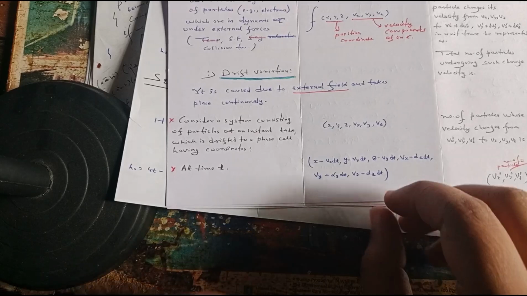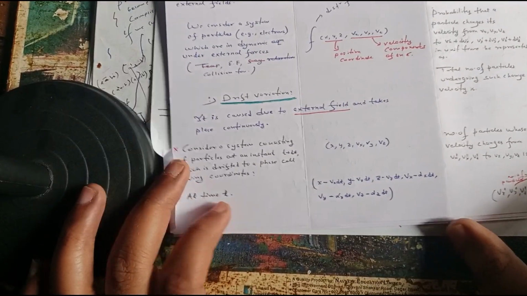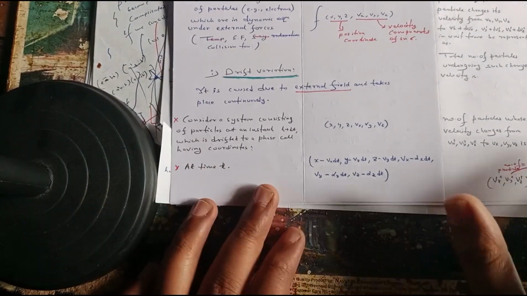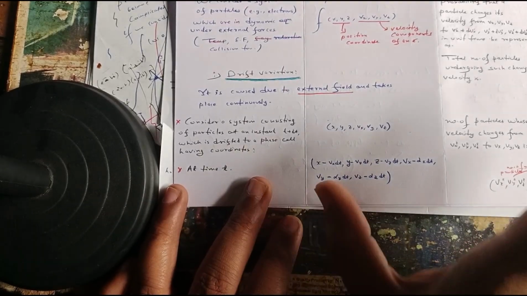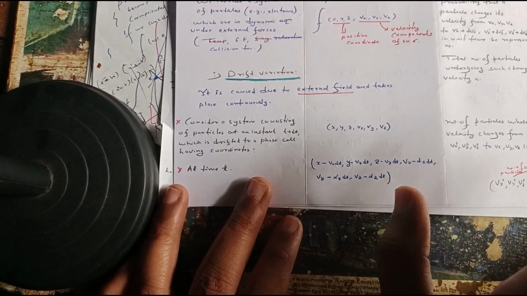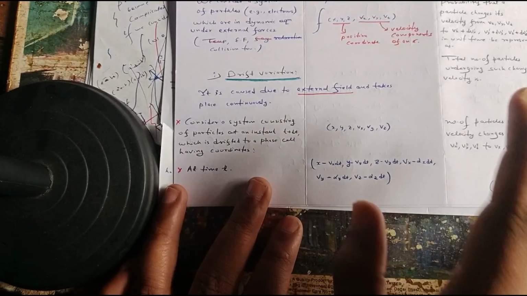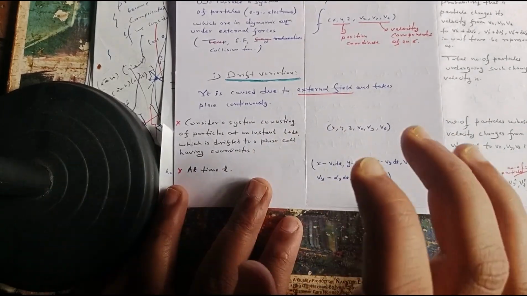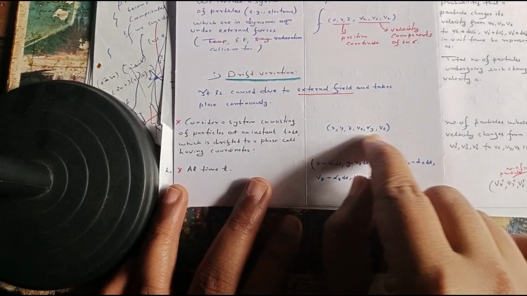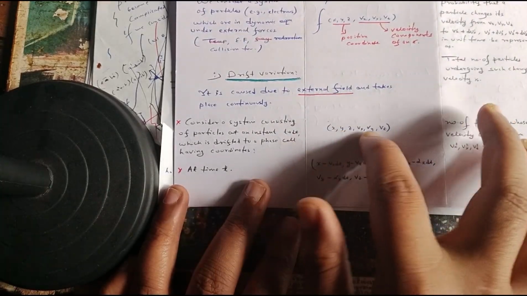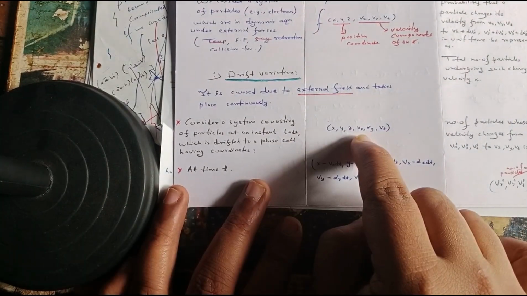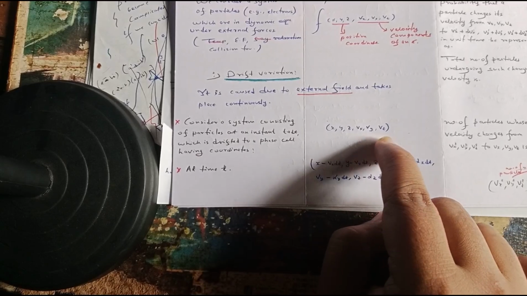Let me clarify once more, I think I confused you. We are considering a system, and in our system there are electrons. Among those electrons I have considered one electron, its position coordinate x, y, z, and its velocity coordinate is vx, vy, vz.